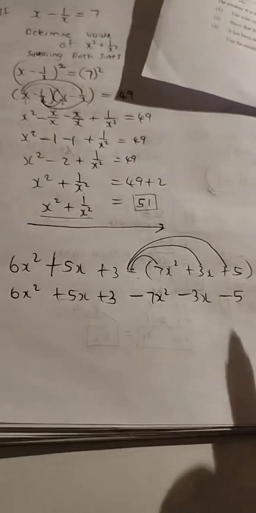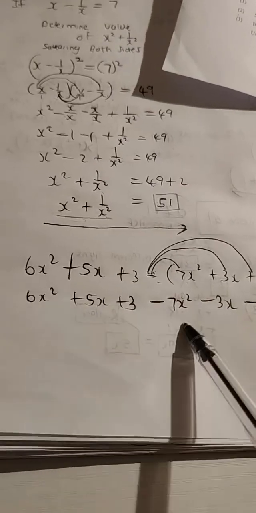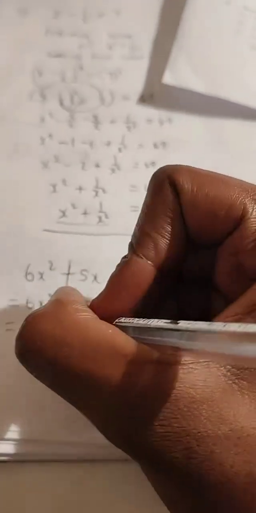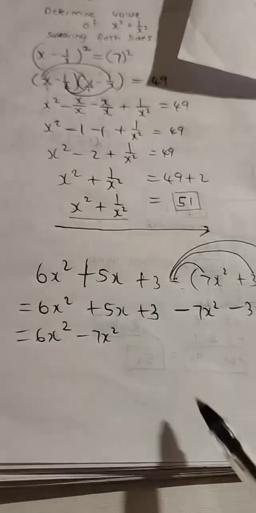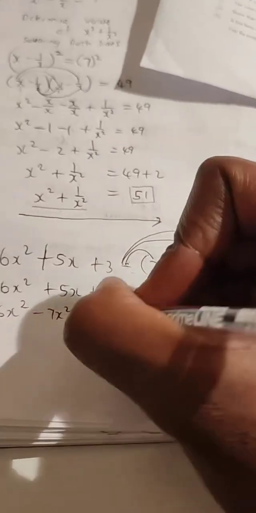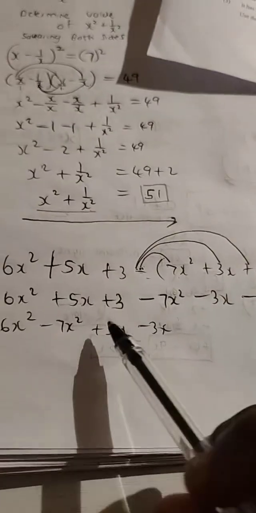Then what you do is you are going to add and subtract the like terms. You bring the like terms close to each other. So the 6x squared needs to be, who needs to be brought a little bit closer? Negative 7x squared. The plus 5x, who needs to be brought closer? Negative 3x. The plus 3, who needs to be brought closer? The minus 5.